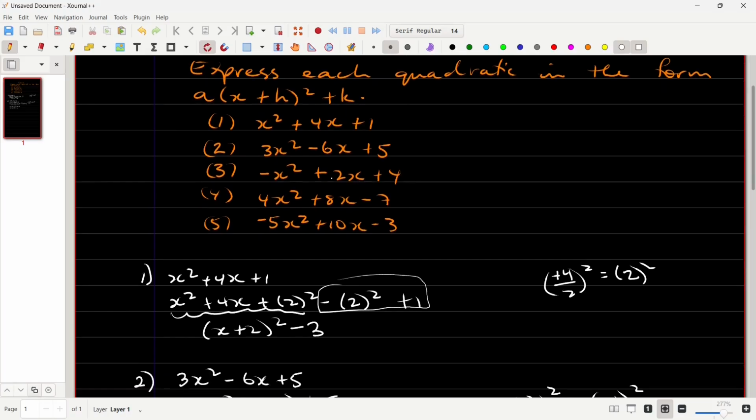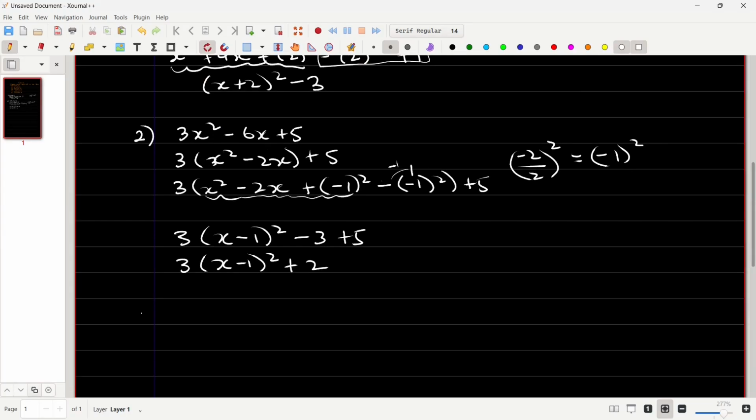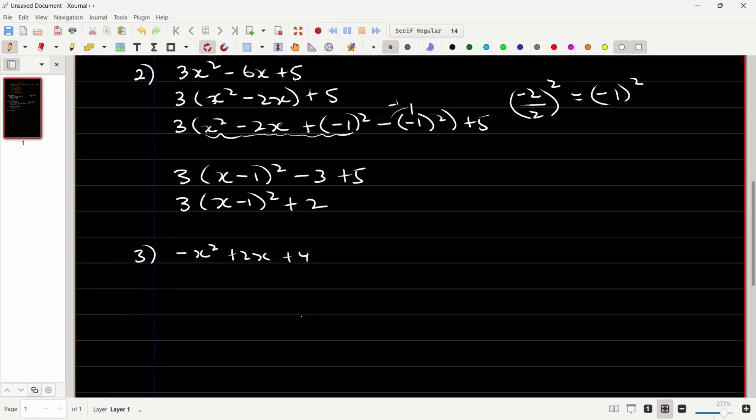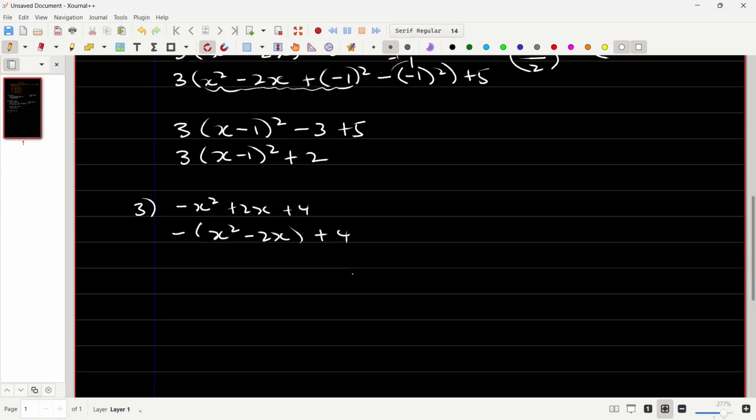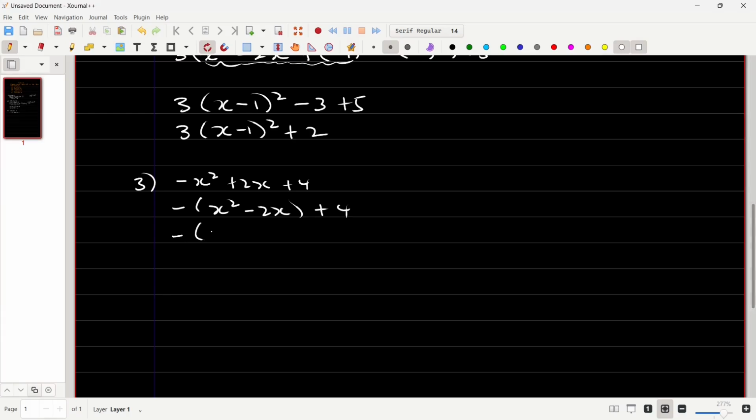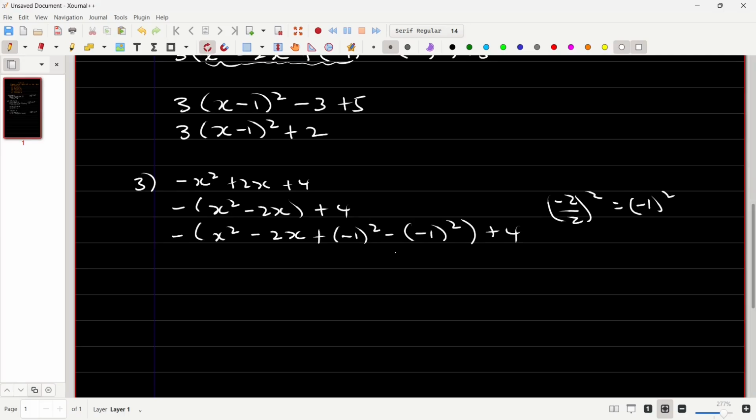All right, number 3 is minus x squared plus 2x plus 4. So first thing we do is we say minus, open bracket, x squared minus 2x, close the bracket, and then we have the plus 4 out on the end here. So we're going to rewrite the center. So this is x squared and minus 2 over 2 squared, which is minus 1 squared. So that means negative 2x plus negative 1 squared. And then we have minus negative 1 squared. Close that bracket off, put back our plus 4.